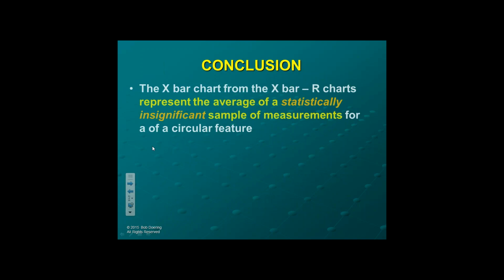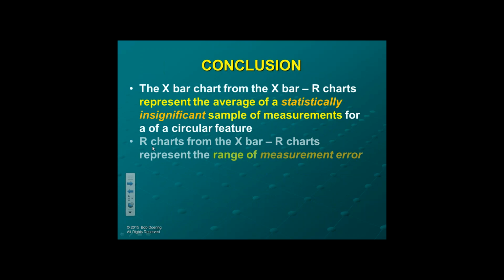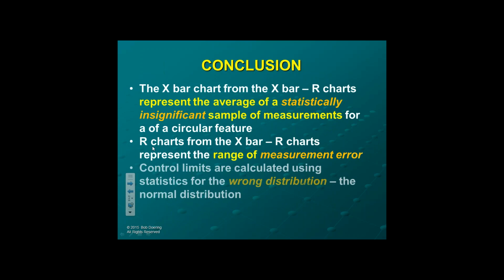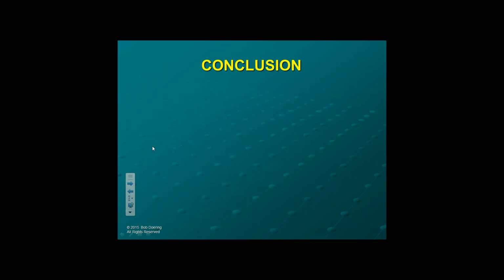The X-bar chart from the X-bar and R charts represents the average of a statistically insignificant sample of measurements for a circular feature or even for a length. The R charts represent measurement error and have nothing to do with the process. The control limits are calculated using statistics for the wrong distribution, the normal distribution.